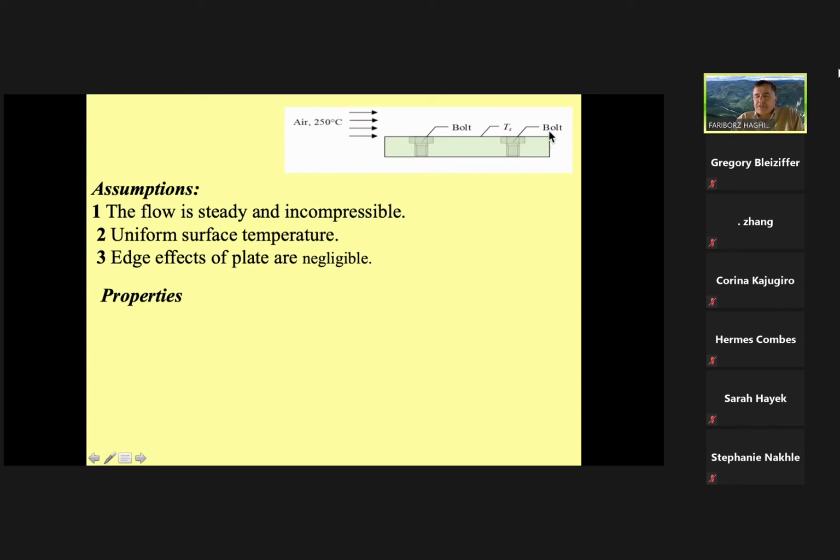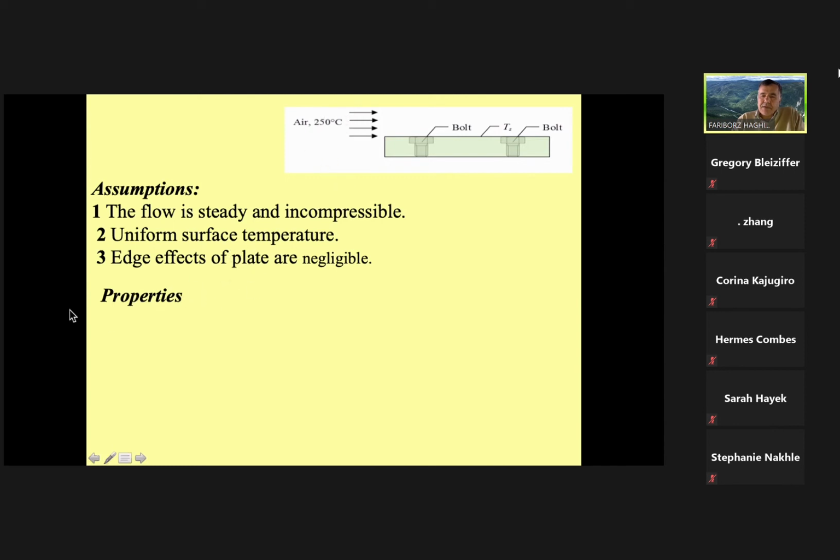Everywhere is assumed to be at the same temperature, and the flow is steady and incompressible. It means we can assume that air density and so on is independent of the temperature and everything. Then I go back, dealing with the air. We're dealing with the air.